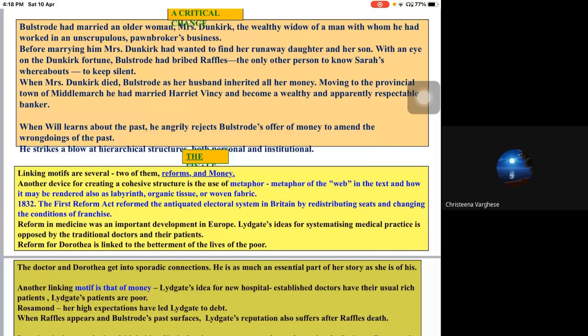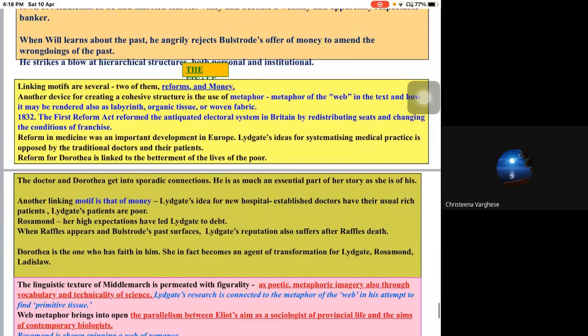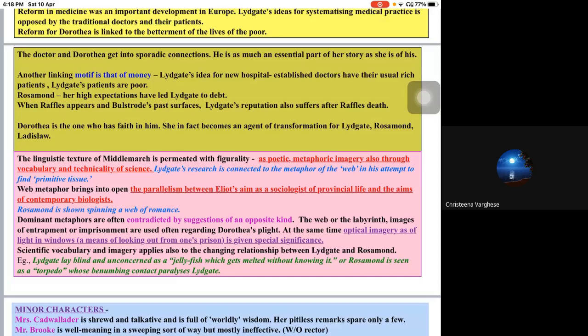And the doctor and Dorothea get into sporadic connections. He is as much an essential part of her story as she is of his. Another linking motif is that of money. Lydgate's idea for a new hospital. Established doctors have their usual rich patients. Lydgate's patients are poor. And the idea does not work because of the opposition Lydgate faces from these rich doctors.